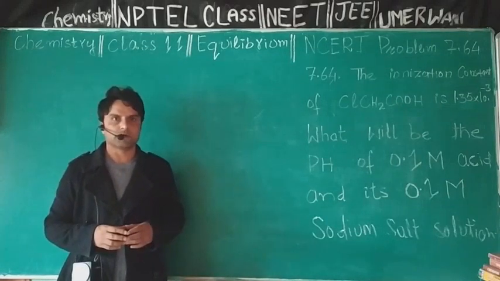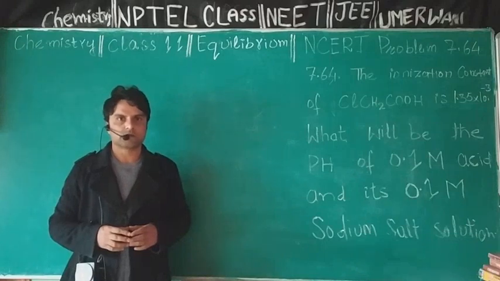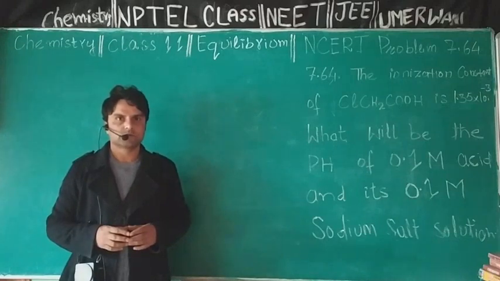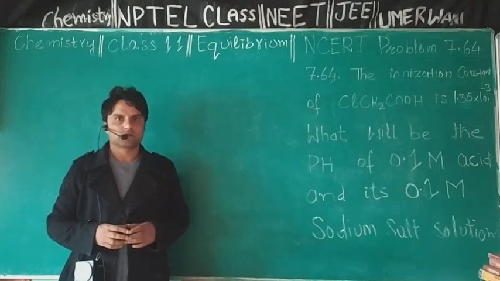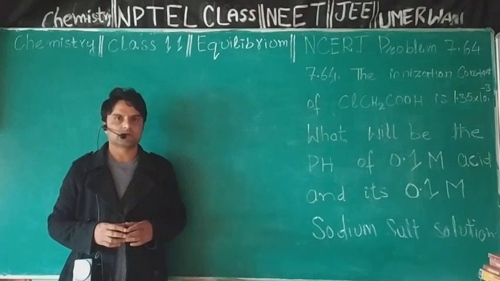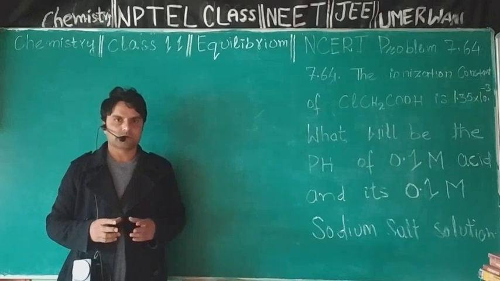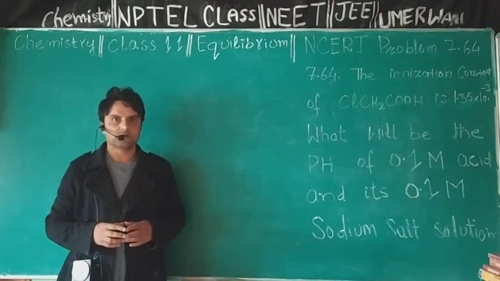Idea to apply is that chloroacetic acid is weak acid. It will undergo partial ionization, releasing H positive ions in the solution, and due to release of H positive ions, its solution will be acidic and pH at room temperature will be less than 7. And for calculation of pH, first we need to calculate H positive ion concentration in its solution.